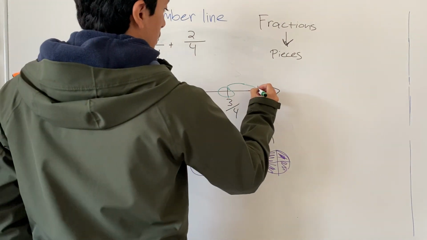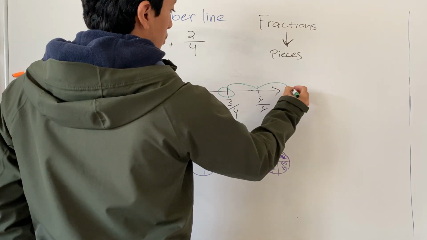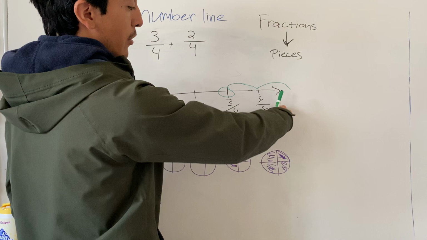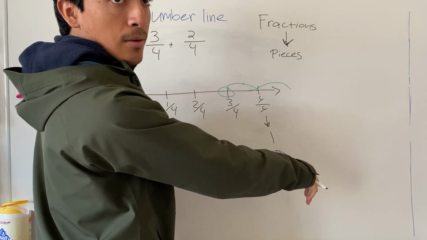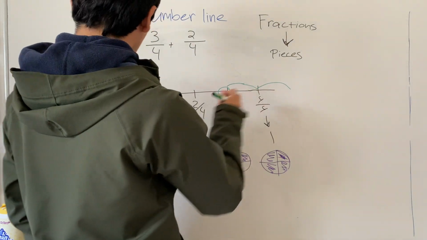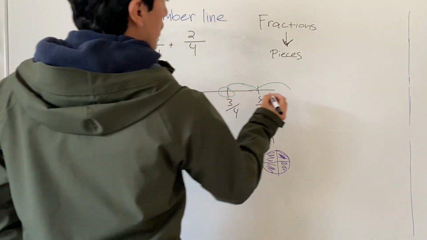Then I'm adding 2. Whoa, whoa, whoa. Check this out. I'm over my 4 over 4. I'm over my 1. So what does this have to be now? I'm going to have to make my number line bigger to find out.